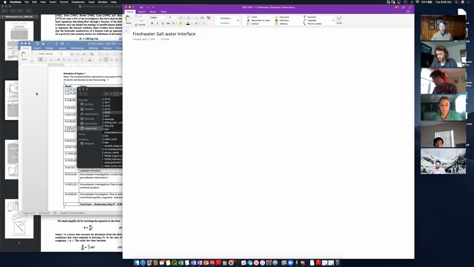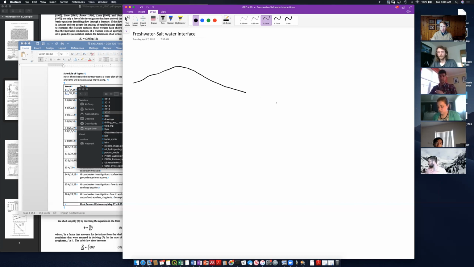Okay, the first thing we're going to start doing is thinking about the interface between freshwater and saltwater. To do that, I'm just going to draw a picture of some coastline, and we've got the ocean. So saltwater is going to be green.